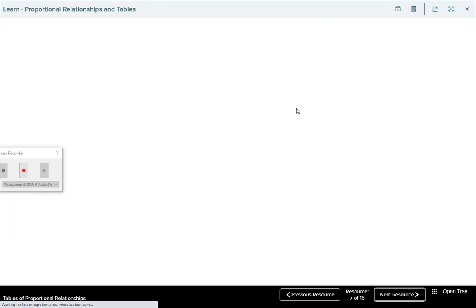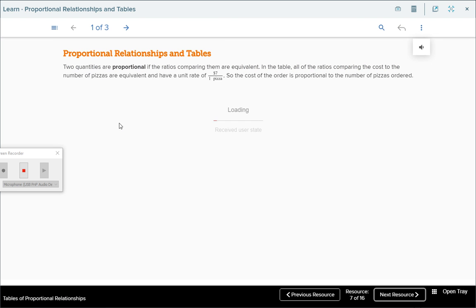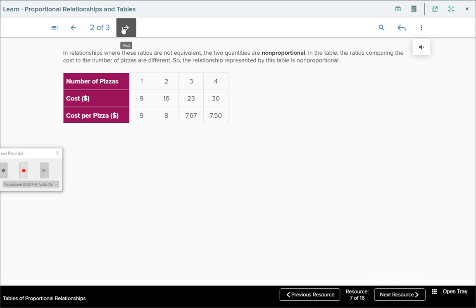Okay, this is a little bit trickier. Okay, two quantities are proportional if the ratios comparing them are equivalent. Okay, so that first one we saw was $7 per pizza, right? So after 4 pizzas, it was $28. No matter what, this thing down here always stays the same, right? Does it matter if she orders 100 pizzas, is it still going to be $7 a pizza? Yeah. Yep. Okay. All right, so what that means is that number always stays the same.